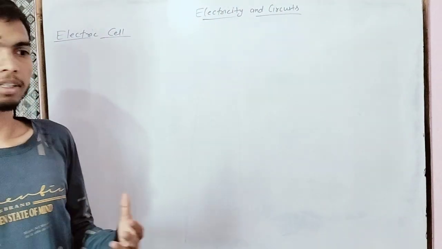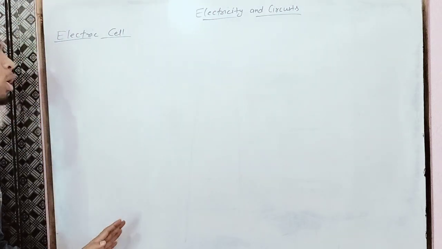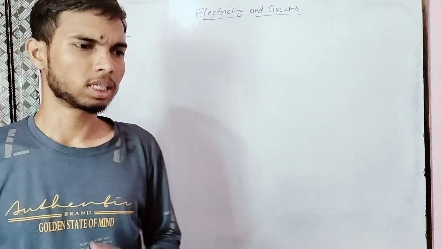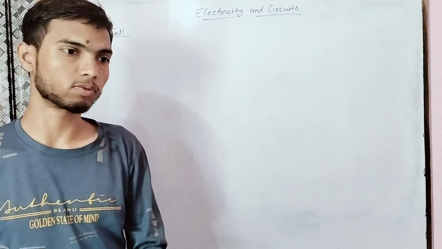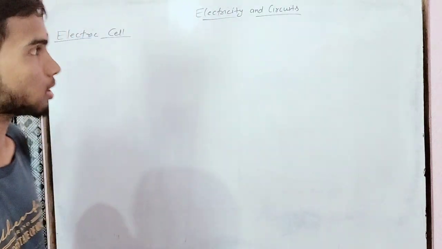We are starting electricity and the circuit. This is a chapter. From here we will understand each main word that will be important from the perspective of electricity and circuit chapters.